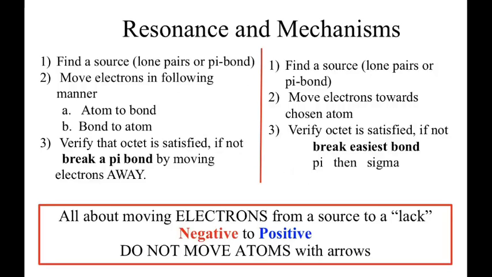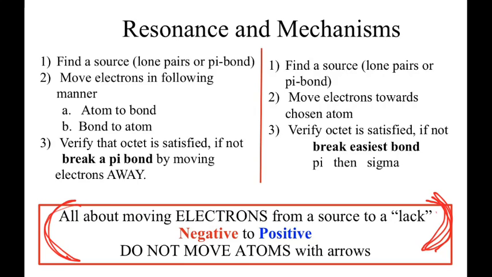So ultimately it's all about the motion of electrons, which is kind of what's highlighted at the bottom of this. So what we're concerned about is how we move those electrons, and those are always going to move from a source of electrons to some place that lacks them or is attracting them. So it's almost always a negative to positive motion. Be very, very, very careful that you never actually move atoms with the arrows. You're only moving the electrons around.